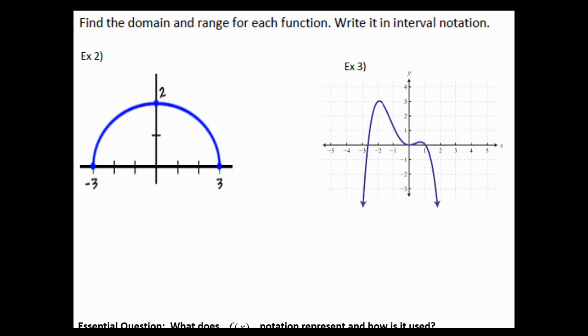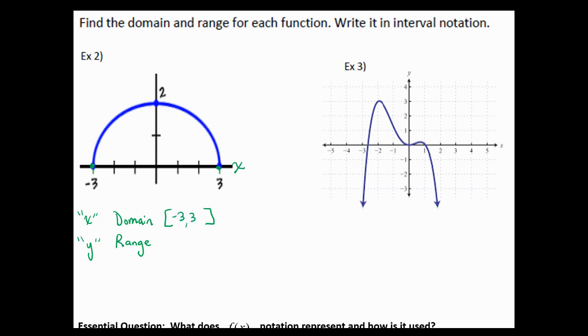Okay, so you're going to find the domain and range for each function and write it in interval notation. Along the x-axis is your domain. For your y, it's along for your range. The domain is easy to see. It's closed dots on each end, and it travels from -3 to +3.